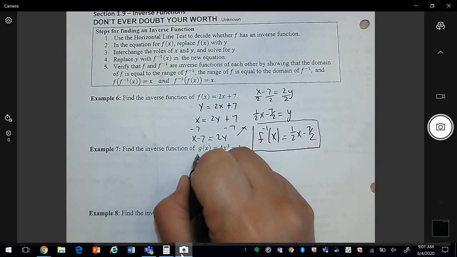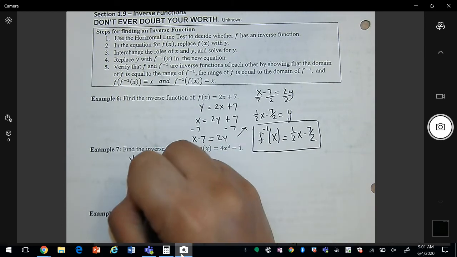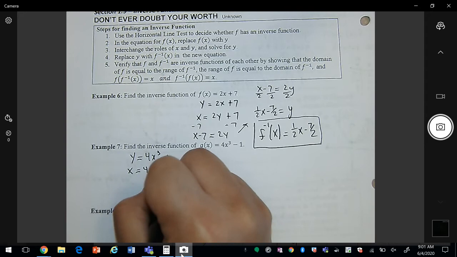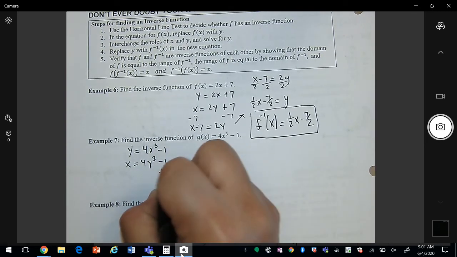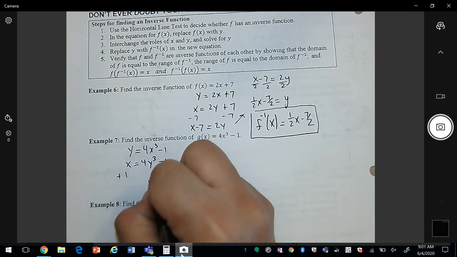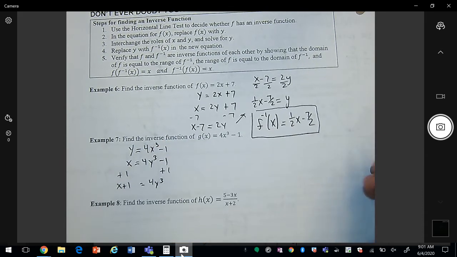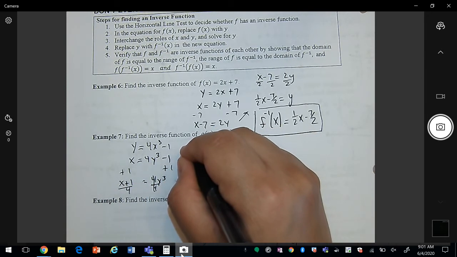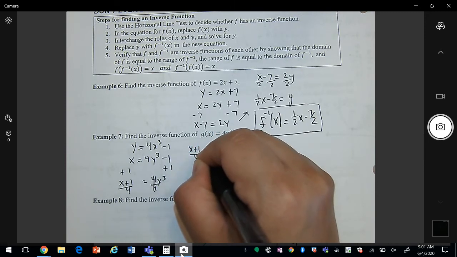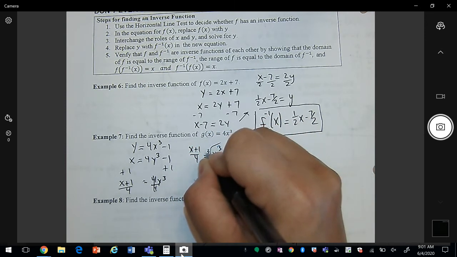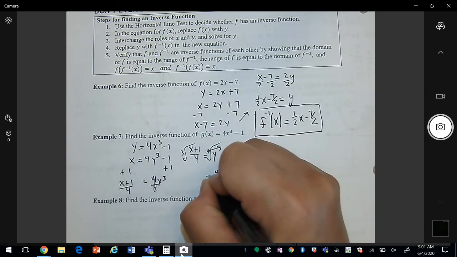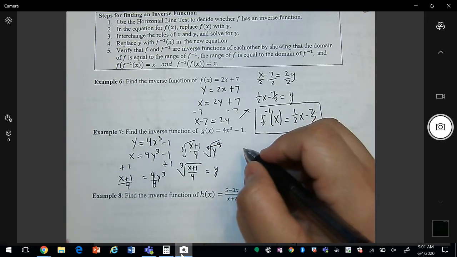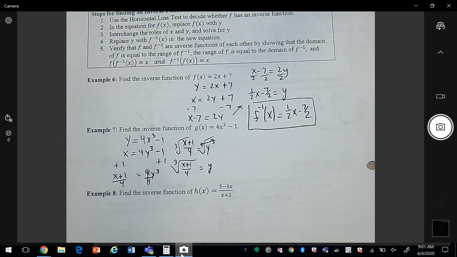First step, let g of x, call it y. Then we're going to switch x and y. Then we're going to solve for y. Divide by 4. So we get x plus 1 divided by 4 is equal to y cubed. Take the cube root. So y is equal to the cube root of x plus 1 divided by 4. So if this does have an inverse, this would be our answer.